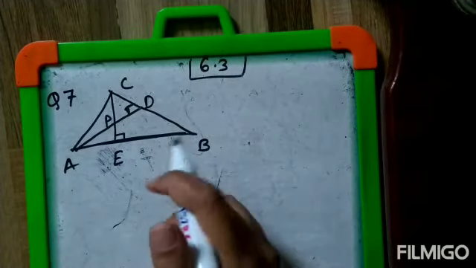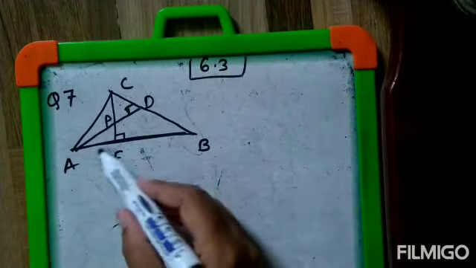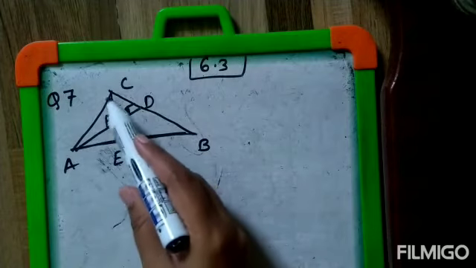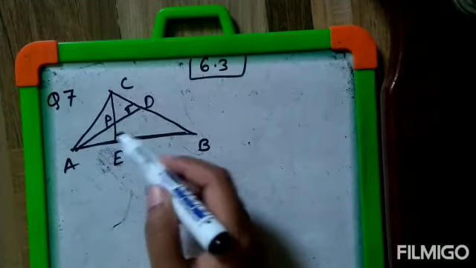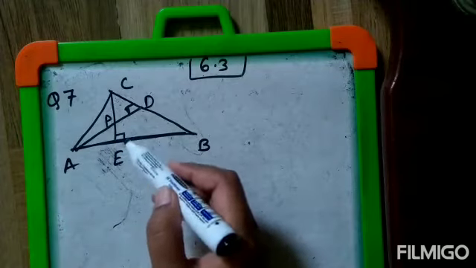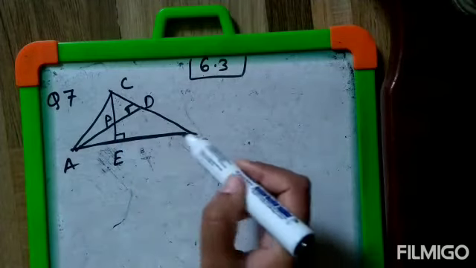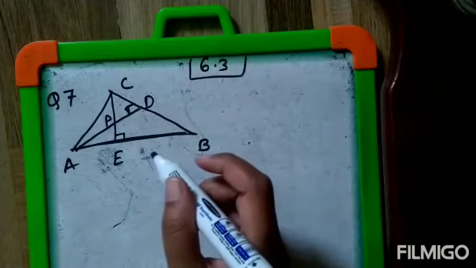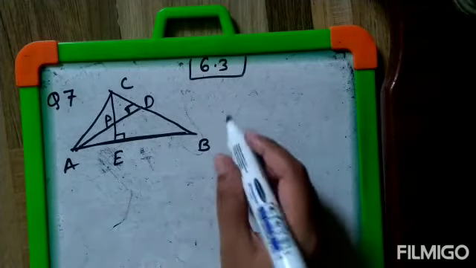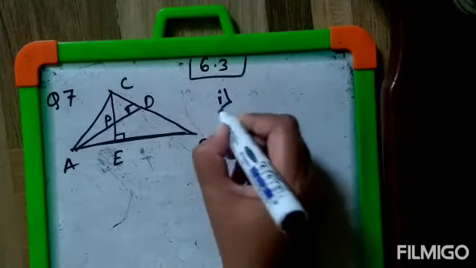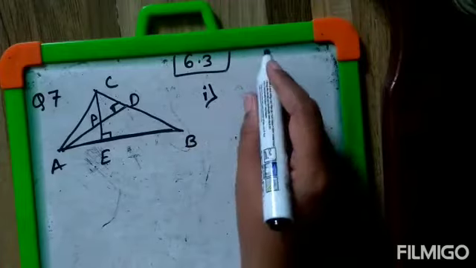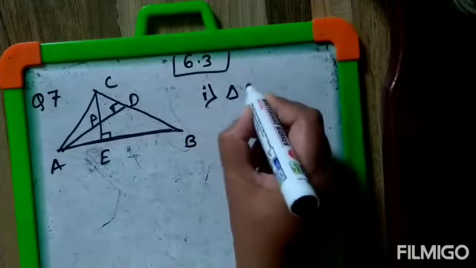From exercise 6.3, see the figure. In the given figure, altitudes AD and CE intersect each other at point P in triangle ABC. Here are the 4 proofs we have to show. Very easy 4 proofs. The similarity is the same between each triangle.